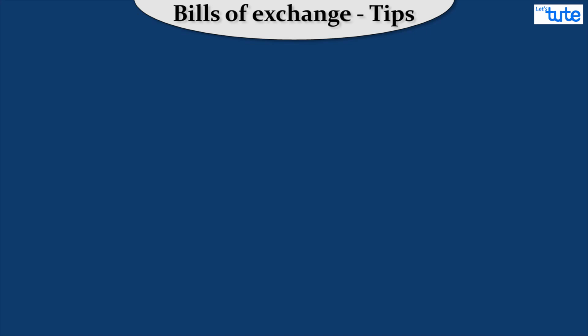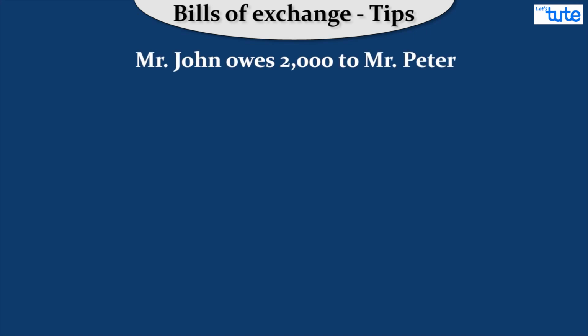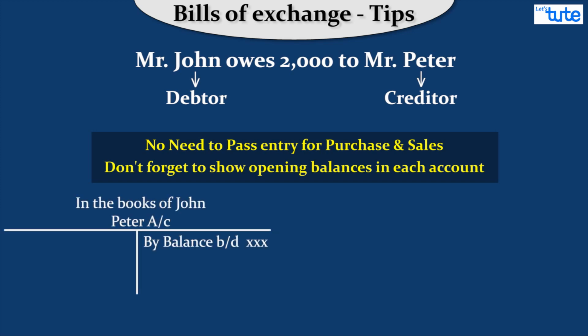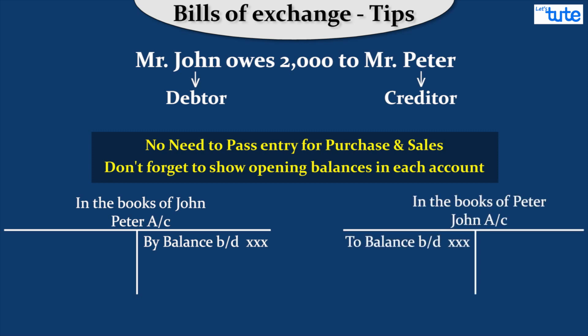If in the beginning it is given that, say for example, Mr. John owes 2000 to Mr. Peter, then it means John is a debtor and Peter is a creditor. This will be due to any past transaction of sale and purchase between them, and we did not pass the entry for the same. But the most important point over here is while preparing ledger accounts, in the books of John, Peter account will have opening credit balance, and in the books of Peter, John account will have opening debit balance. And further, all the bill transactions will come.